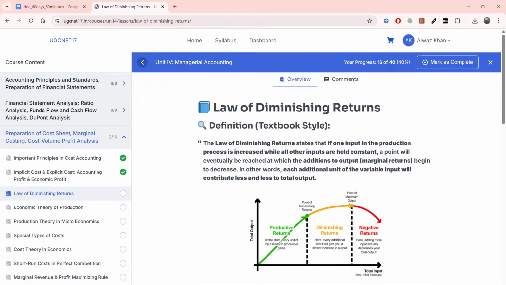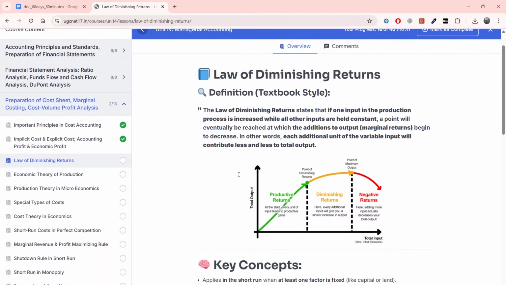Law of diminishing returns. What does the law of diminishing returns say? The law of diminishing returns states that if one input in the production process is increased while all the other inputs are held constant, a point will eventually be reached at which the additions to output, the marginal returns, begin to decrease. In other words, each additional unit of the variable input will contribute less and less to total output.